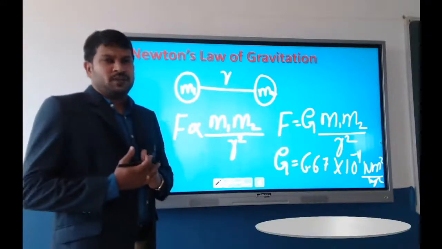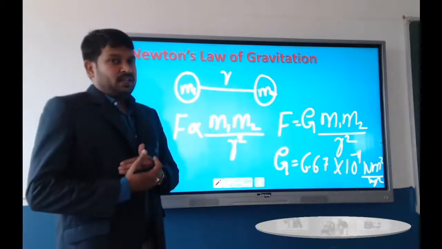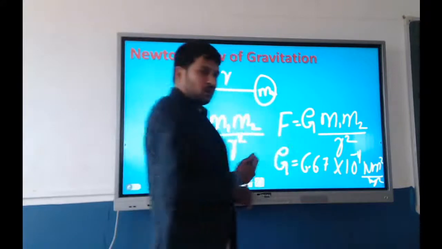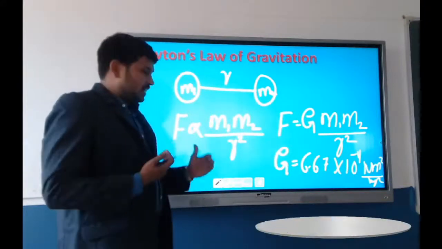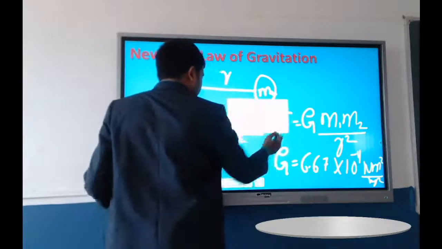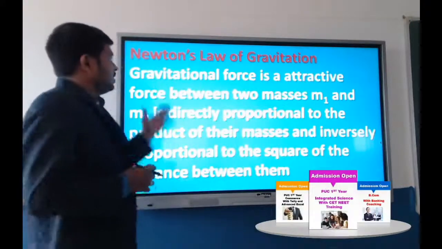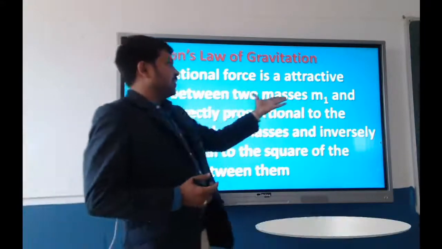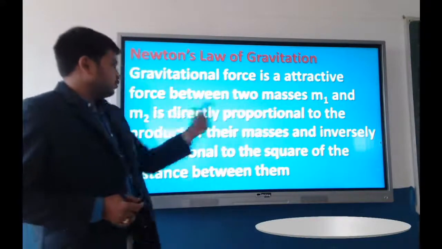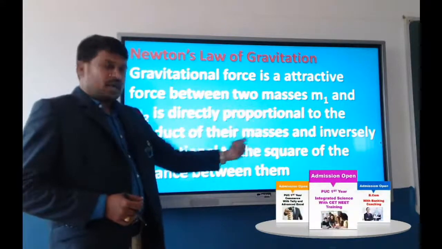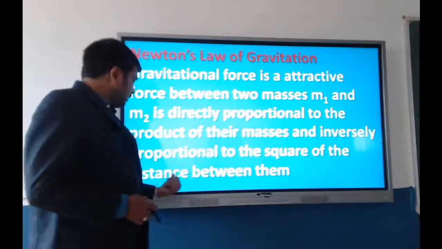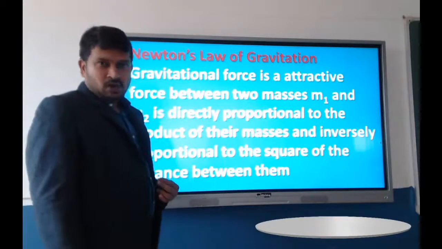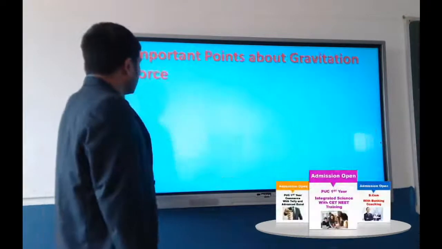In Newton's law of gravitation, the gravity varies. This will play a major role in how gravity varies, and I will discuss that again. The statement: the gravitational force of attraction between M1 and M2 is directly proportional to the product of their masses and inversely proportional to the square of the separation distance. This is known as Newton's gravitational law.